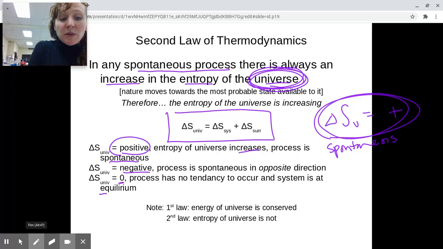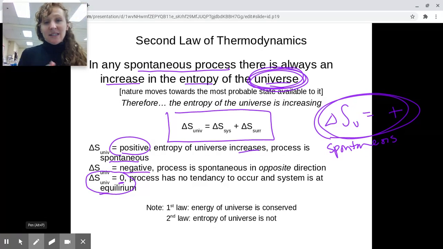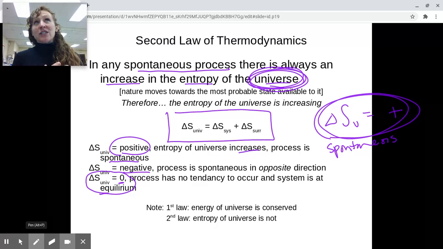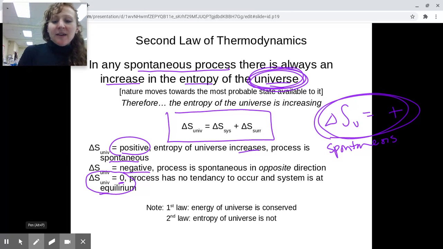So if the entropy of the universe is 0, that means the process has no tendency to occur in a net reaction kind of way. Again, forward and reverse reactions can still be happening, but no net change is occurring and the system's at equilibrium. Okay. Oh, here we go.